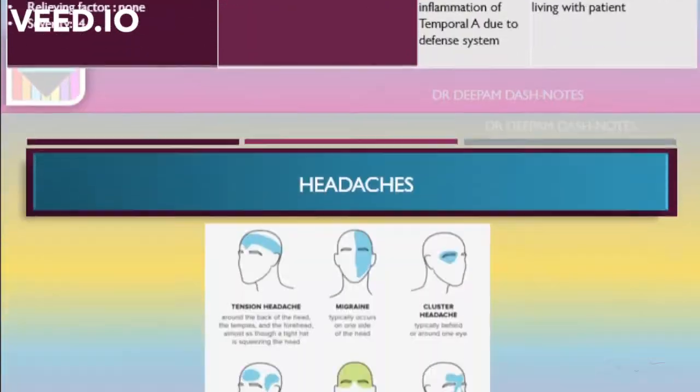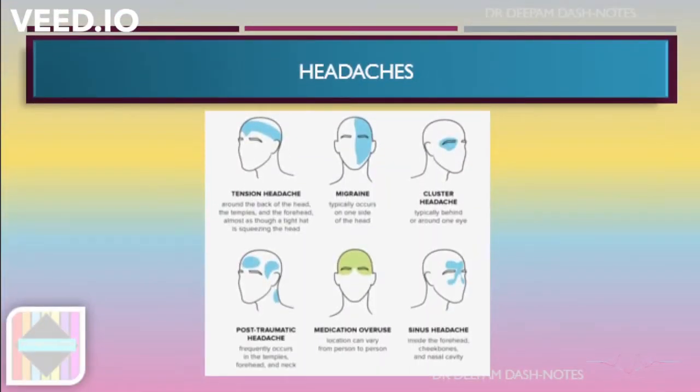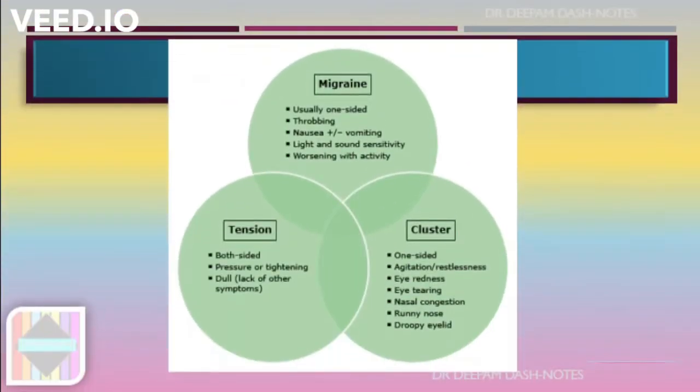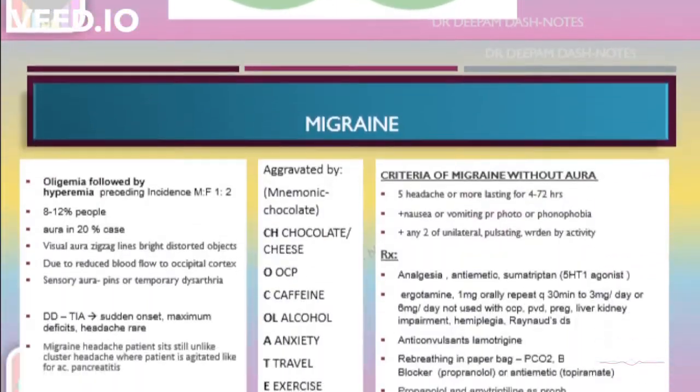Now moving on to some other forms of headache, that is tension headache, migraine, and cluster headache, which are the commonly asked headaches in multiple choice and in OSCE, because of some overlap between the three of them. As you can see in this diagram, each of them has very distinct features. We'll look at each now.